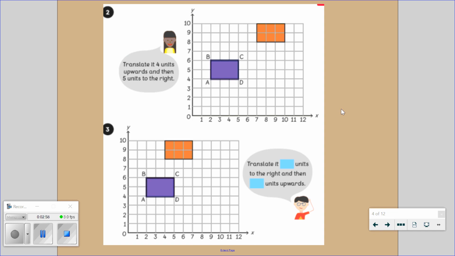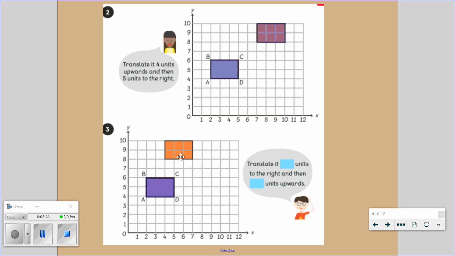Well, Lulu thinks so. She says translate 4 units upwards and then 5 units to the right. So let's try it. 1, 2, 3, 4 upwards and 5 to the right, 1, 2, 3, 4, 5. And here we can see that this time the A vertex has landed on 7, 8. So that's another solution.